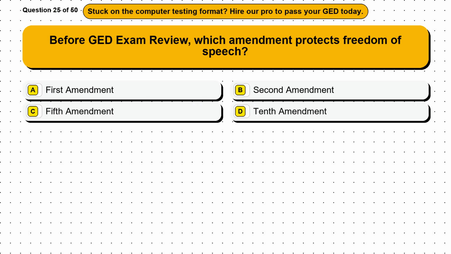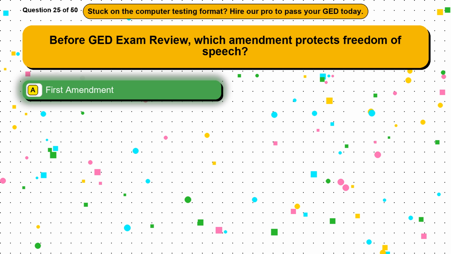Question 25. Before GED exam review, which amendment protects freedom of speech? Option A, First Amendment. Option B, Second Amendment. Option C, Fifth Amendment. Option D, 10th Amendment. The correct answer is option A.